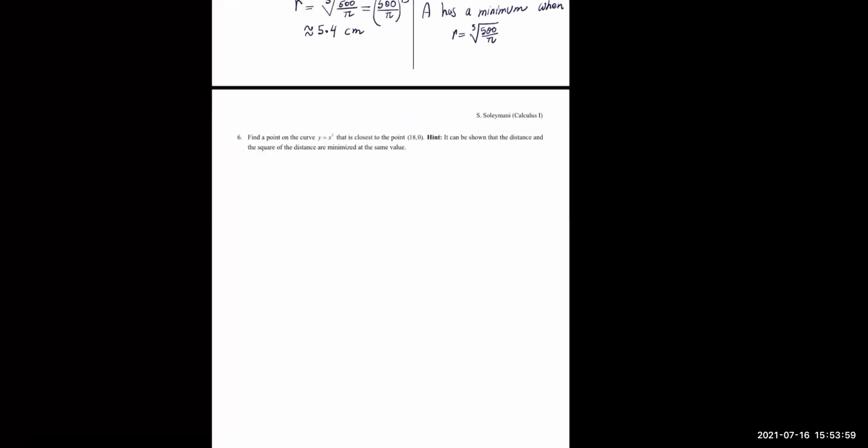Okay, and then last problem. These are among my favorite problems also. Number 6 has to do with minimizing distance from a path to a point. Yes, Carlos, you can for sure use the first derivative test. Definitely. Up to you. So this problem says, find a point on the curve y equals x squared that is closest to (18, 0).